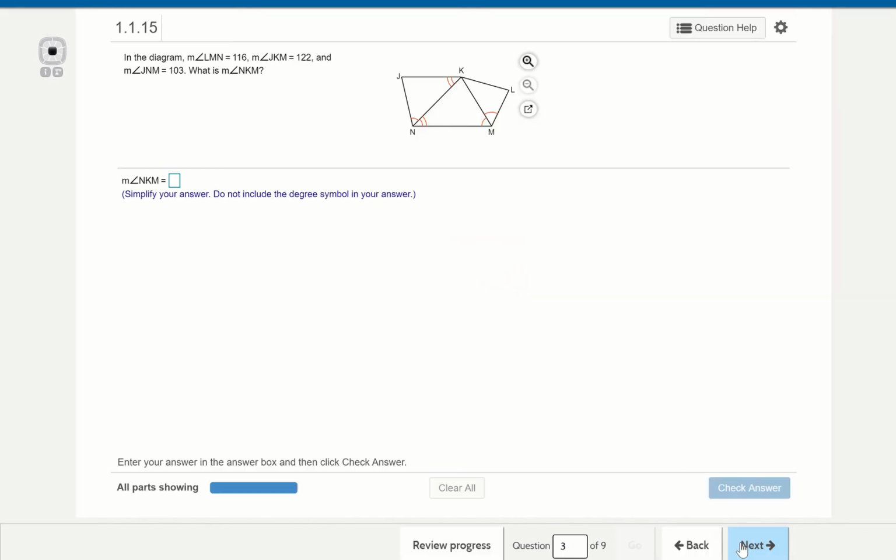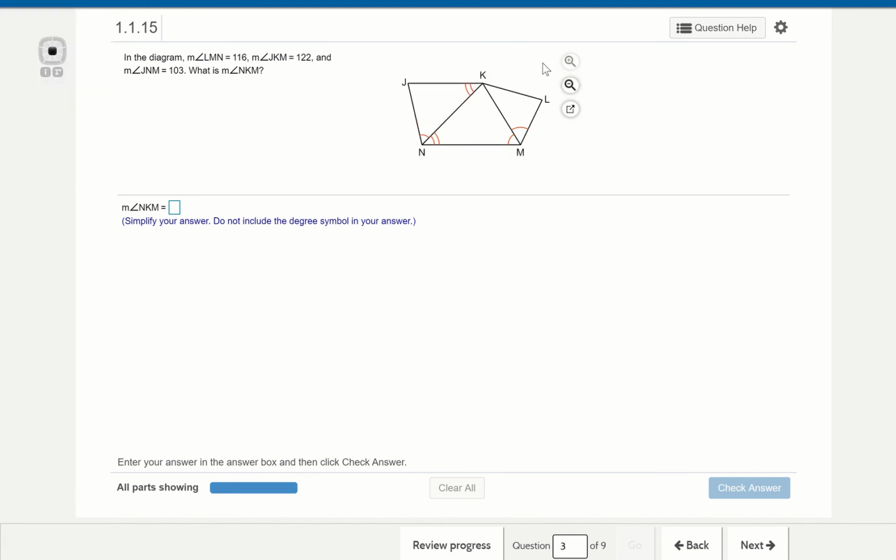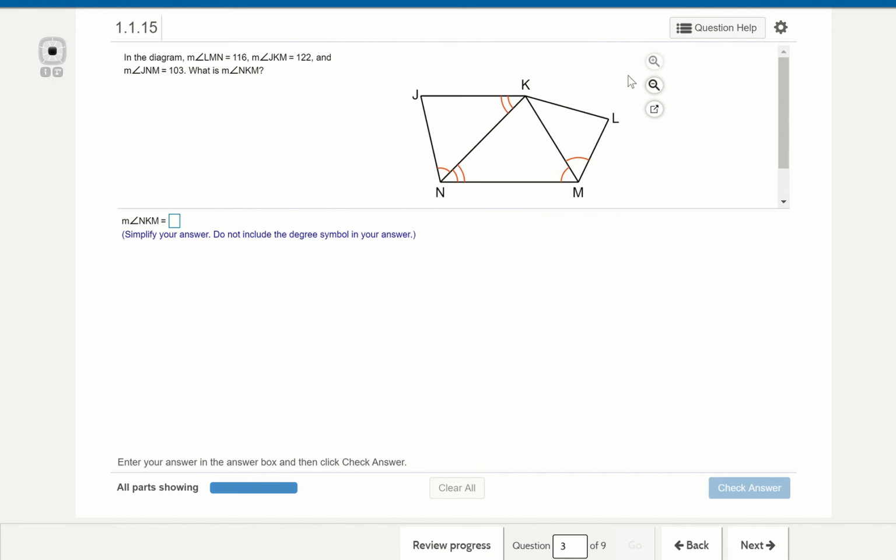Let's see here. In the diagram, basically you have a diagram and we're measuring the stuff in that diagram. So the measure of LMN is 116. We'll go ahead and do that here. Let's make this a little bit bigger. There you go, this is better.